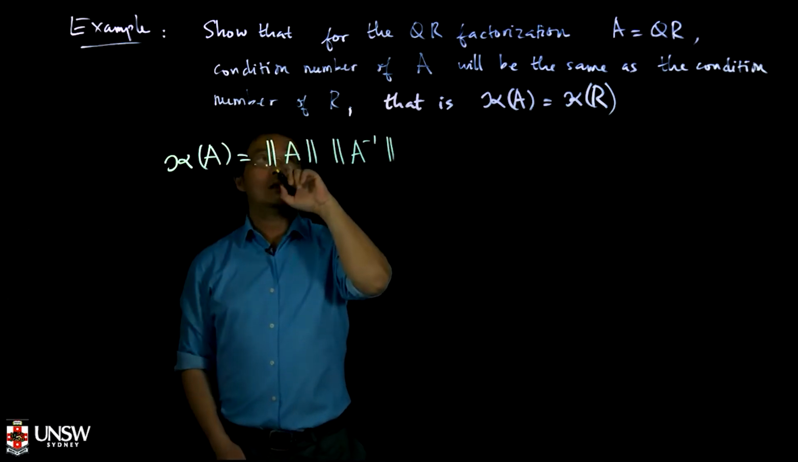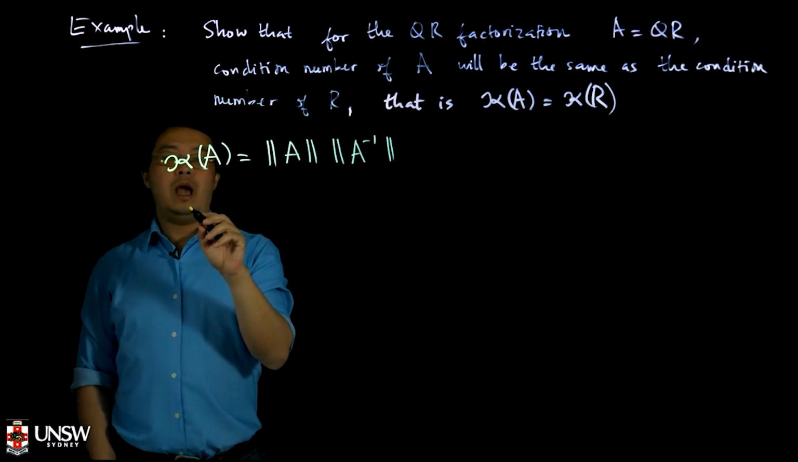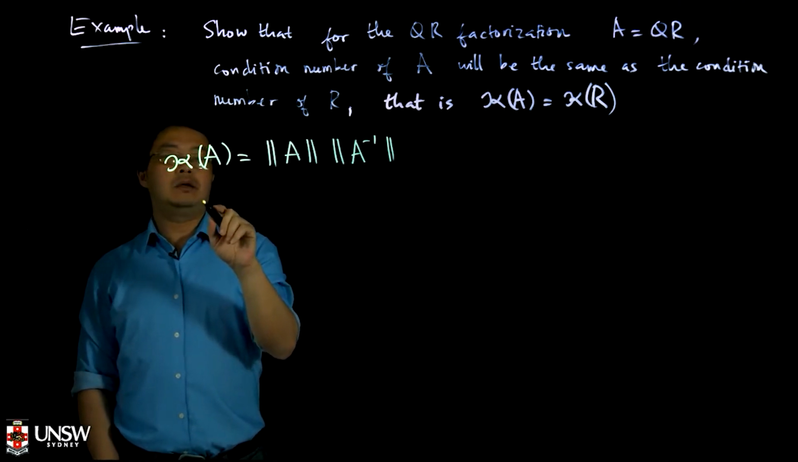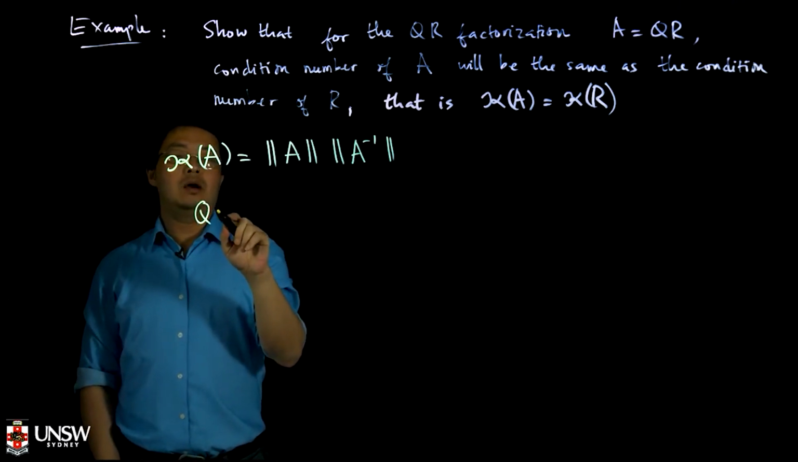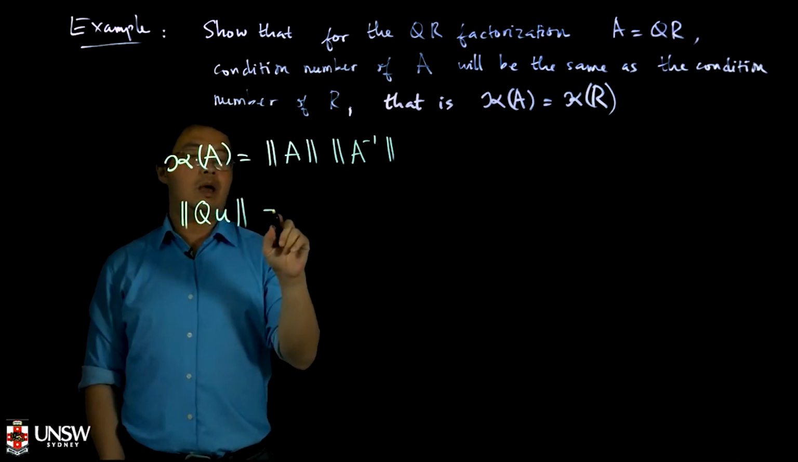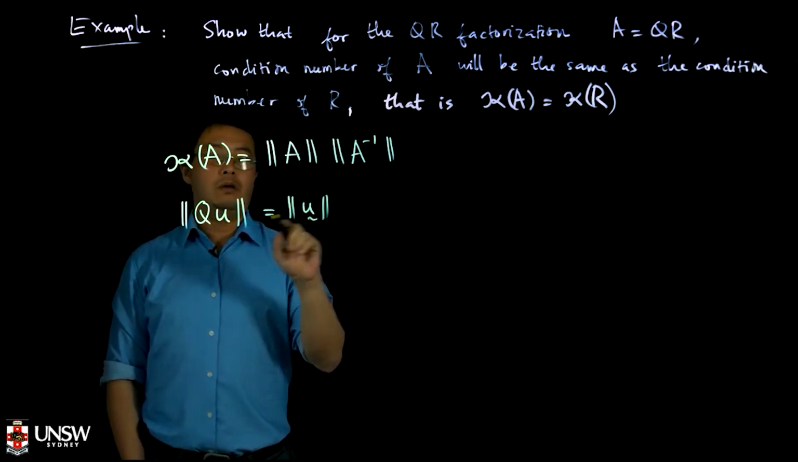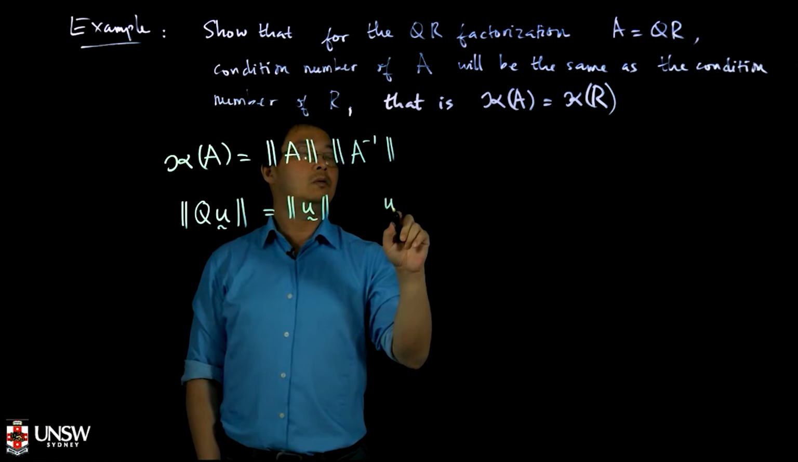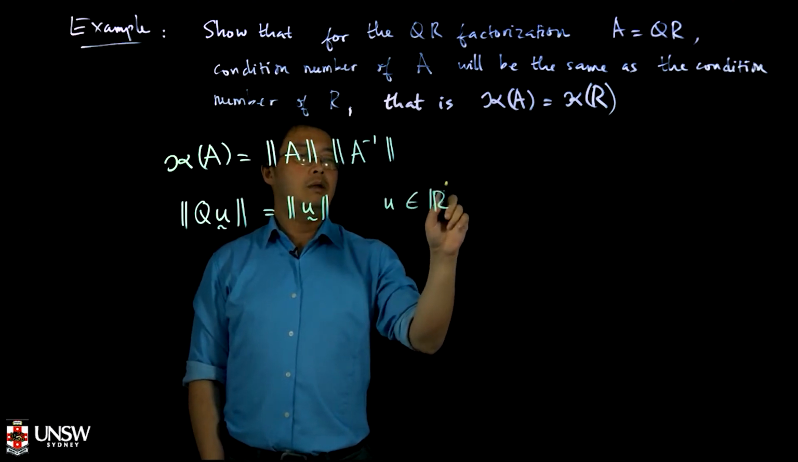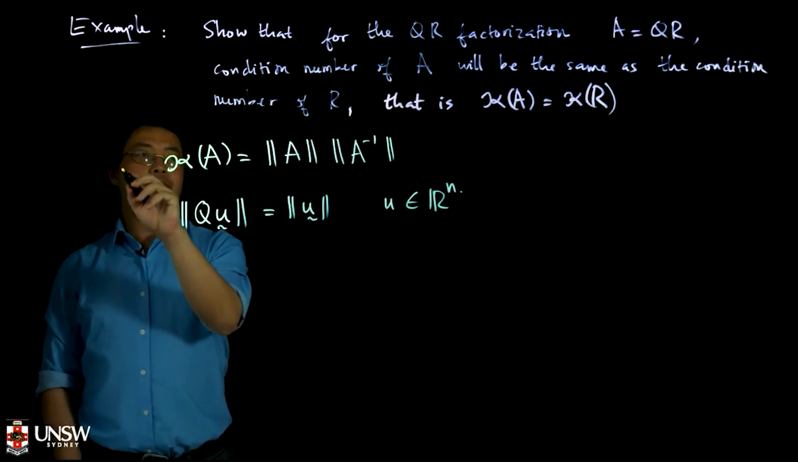Okay. And now we have the property that the norm of QU will be the same as the norm of the vector U for all vectors U in Rn. Okay. So how do we show that?